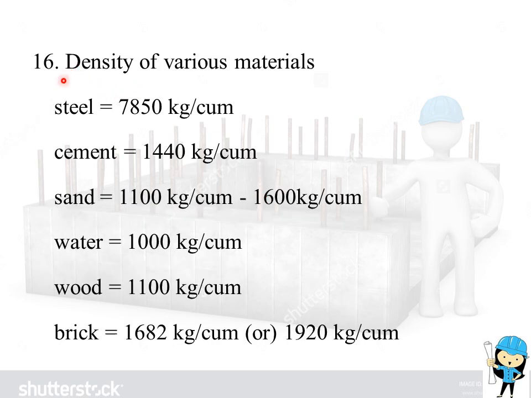So now we are going to see about density of various materials used in construction. First, steel. For steel it is 7850 kg per cubic meter. For cement it is 1440 kg per cubic meter. For sand it is 1100 kg per cubic meter to 1600 kg per cubic meter. For water, it is 1000 kg per cubic meter. For wood, it is 1100 kg per cubic meter. For brick, it is 1682 kg per cubic meter or 1920 kg per cubic meter.